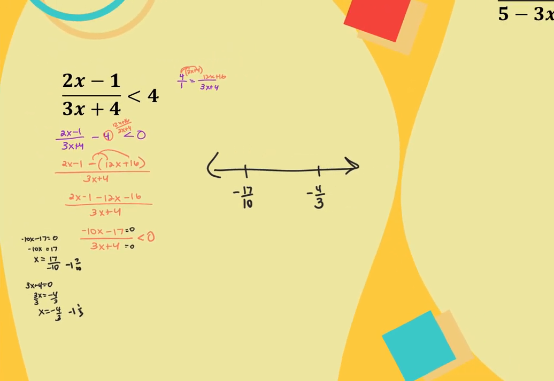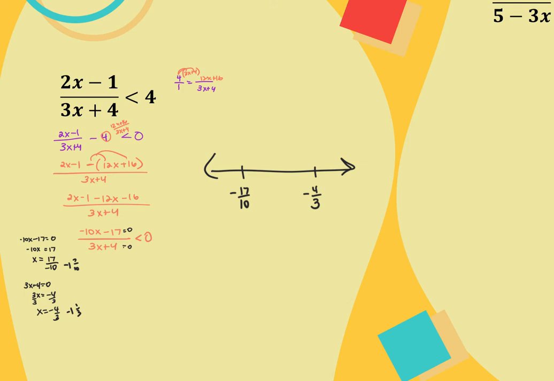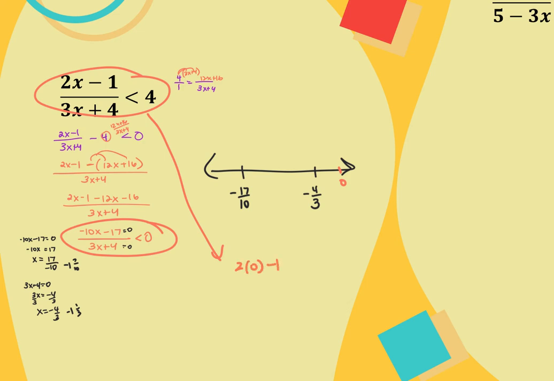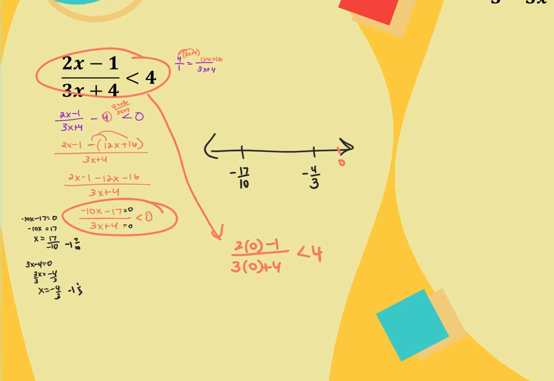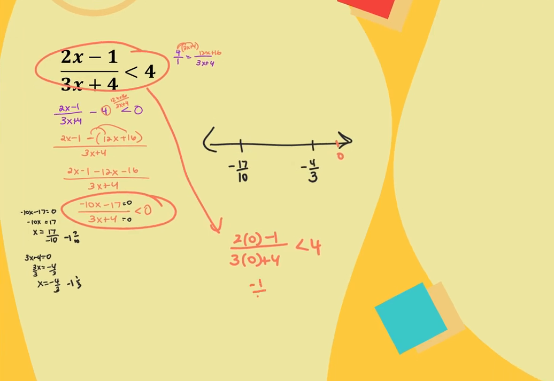Now if I want to use 0, where would it be on my range? On the right. So I can still use 0. I just know if it's right, I got to point my arrows out. And I can go from here or I can go from here. It doesn't matter. If I go from the top, I would get 2 times 0 minus 1 over 3 times 0 plus 4 is less than 4. And I get -1 over 4 is less than 4. That's a true statement, so I'm shading like the oars on the outside.